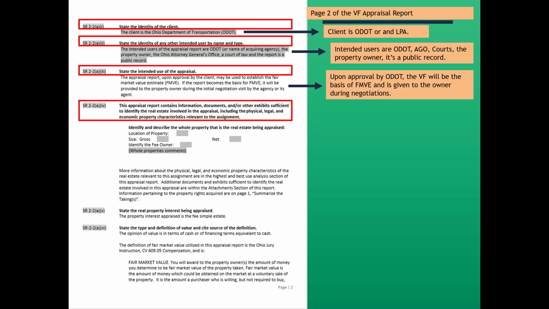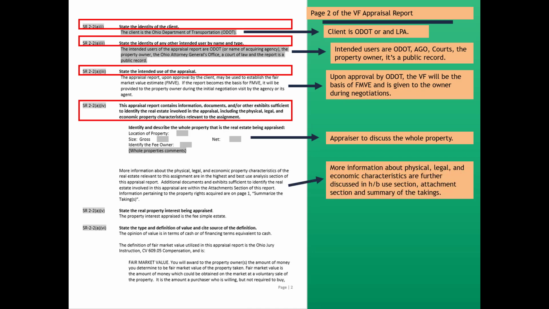Next USPAP standard 2-2A-IV: the appraisal report contains information, documents, and other exhibits sufficient to identify the real estate involved in the appraisal, including the physical, legal, and economic property characteristics relevant to the assignment. So the appraiser is to discuss the whole property in this area.